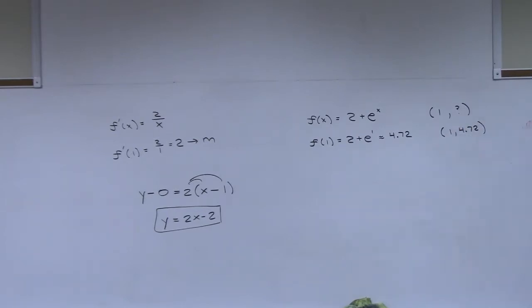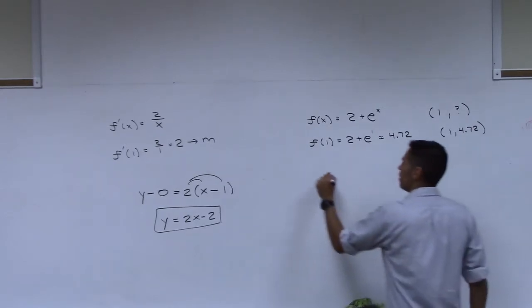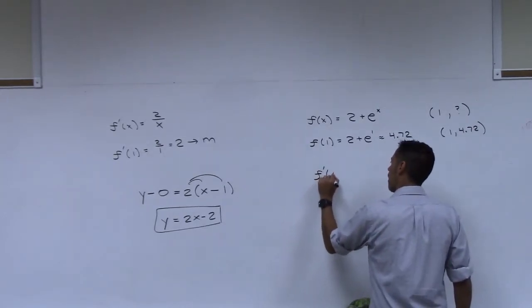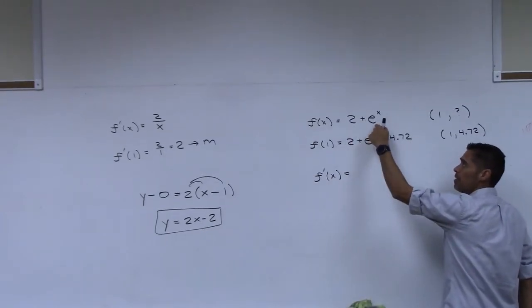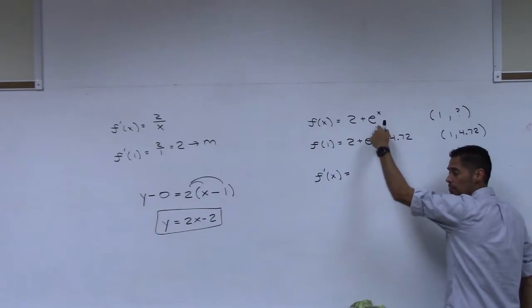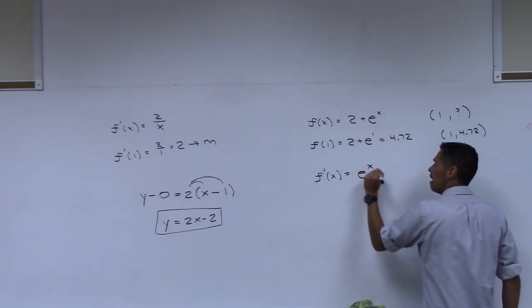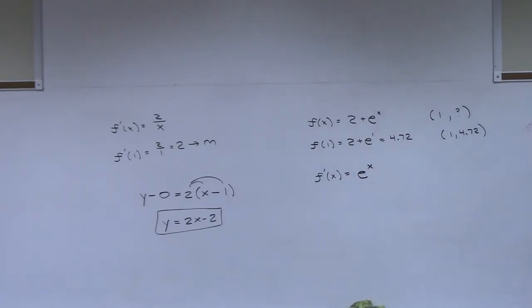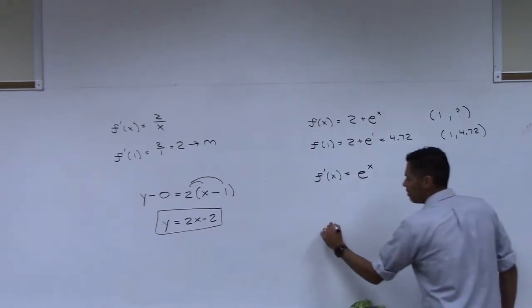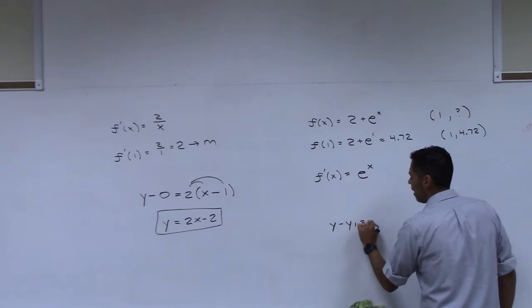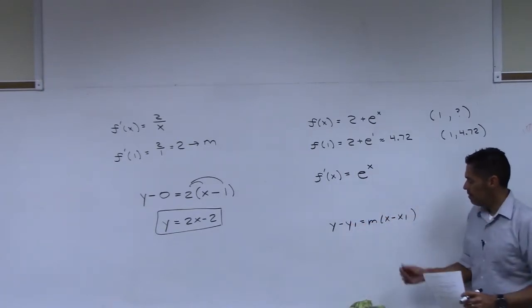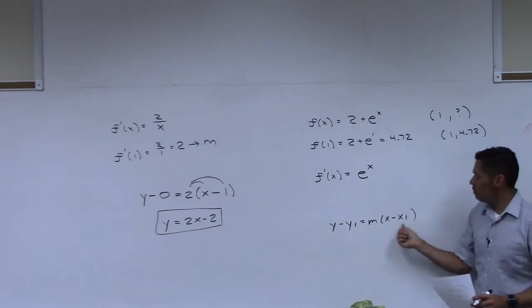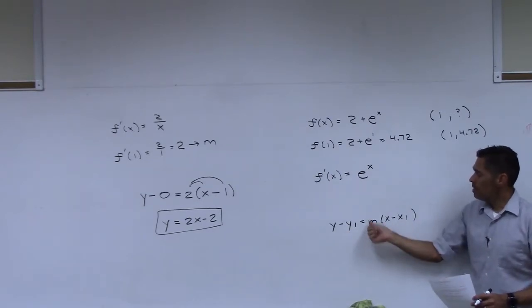Now let's find the derivative. What is the derivative of this function? Well, the derivative of 2 is 0. The derivative of e to the x is itself. So the derivative is just e to the x, right? Now keep in mind, what we're trying to do is this: y minus y1 equals m times x minus x1. So we've got the point, we've got x1 and y1, we've already got that. We need the slope, so we need the derivative.